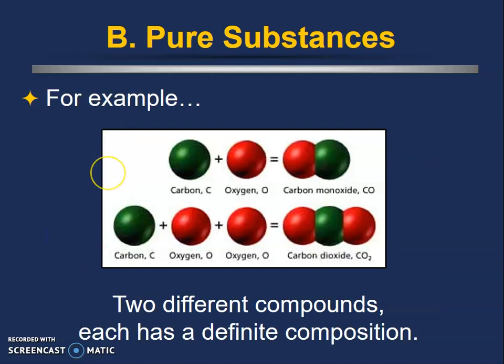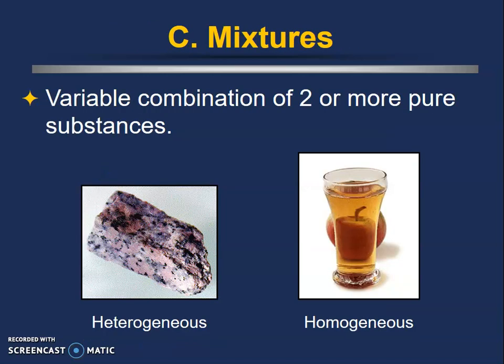Okay, so for example, carbon and oxygen. If it's one carbon and one oxygen, it's carbon monoxide. If it's one carbon and two oxygens, that's a different compound, but it is still a compound, but now it's carbon dioxide, and it has different properties. Okay. Next, let's talk about mixtures. This is a variable combination of two or more pure substances. Mixtures can be separated by physical means. You can separate them out.